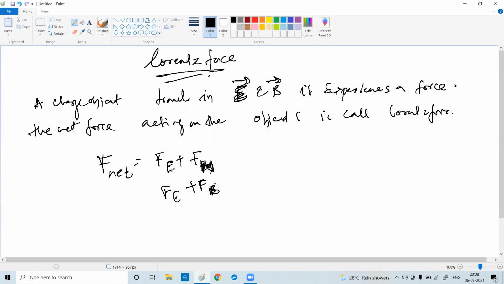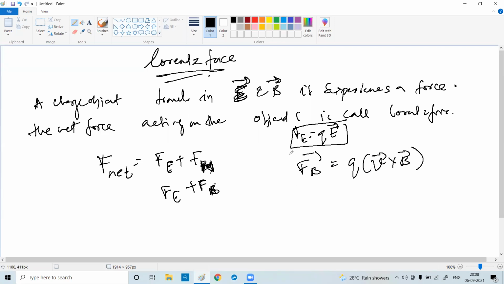Okay. So what is Fe? When we come to the chapter electrostatics, we will study that Fe is equal to QE. And what is Fb? Here Fb is nothing but Q into V cross B. What is V? V is the velocity of the charged object. B is the direction of the magnetic field, where the charged object is going.